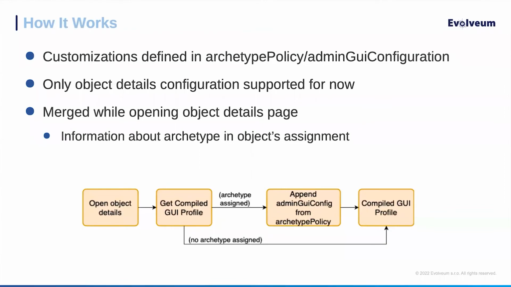When the concrete object is going to be opened and its details will be displayed, we take the precompiled user profile constructed during the logging in, and on top of that, we apply the configuration from the archetype. The same mechanism is used as with roles, and so archetype configuration will override the previously merged configuration. Customizations from archetype objects are applied every time the object's details are requested. Therefore, it might not be needed to log in again after the configuration is changed in archetypes.